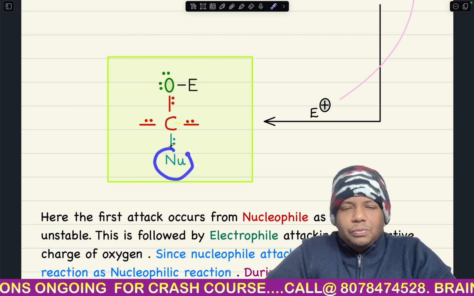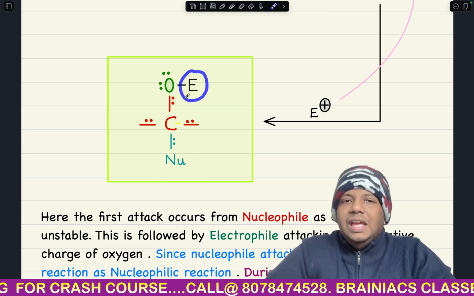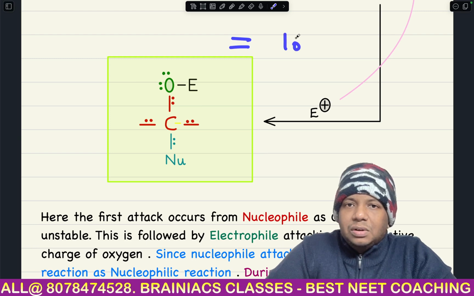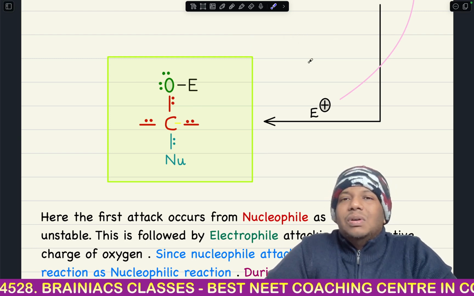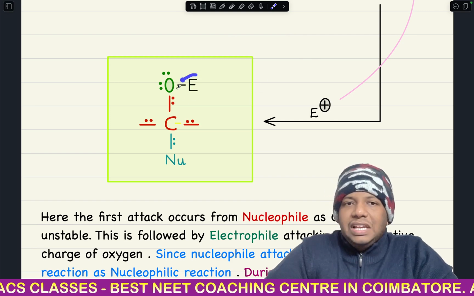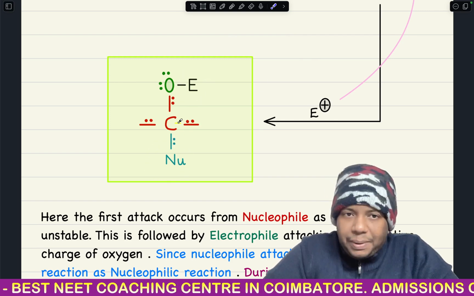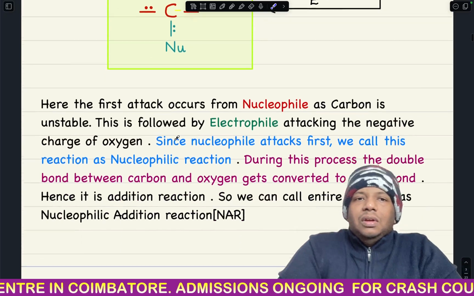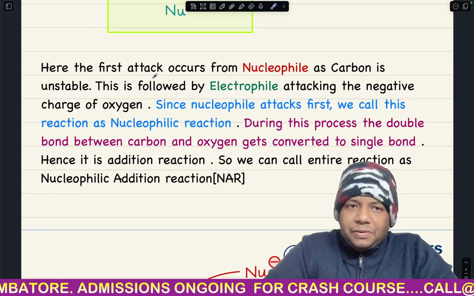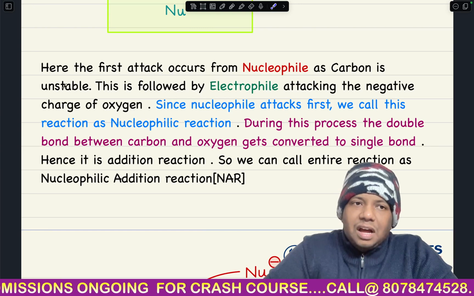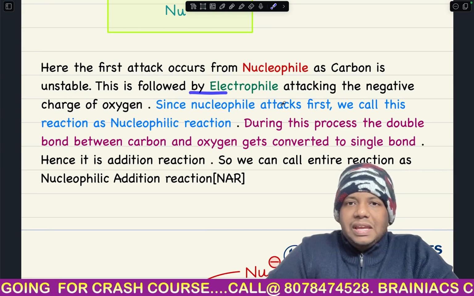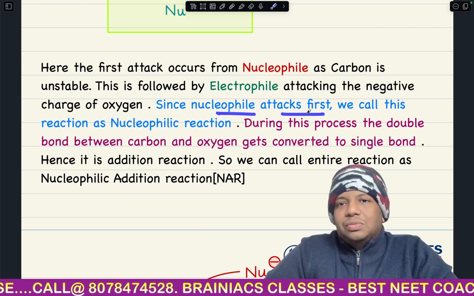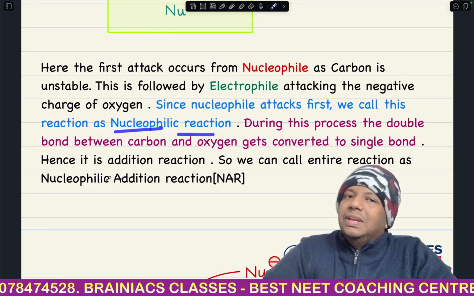Understood? So first the nucleophile attacked, then the electrophile, and during the course of the reaction, what happened to the carbonyl group? The double bond gets converted to a single bond. That's the reason why we call this an addition reaction, because addition of the electrophile and nucleophile happened across the C=O double bond. Very simple. So I can conclude that the first attack occurs from the nucleophile as the carbon is unstable. This is followed by the electrophile attacking the negative charge of oxygen. Since the nucleophile attacks first, we call this a nucleophilic reaction.